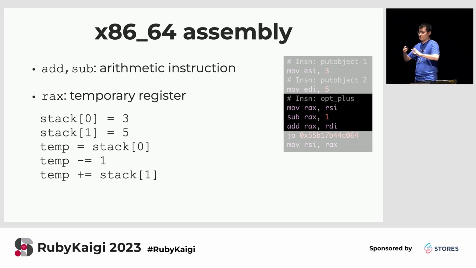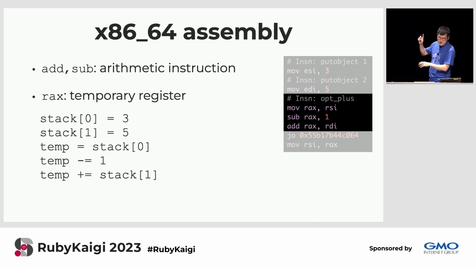RAX we use in YJIT as a scratch register. So it's just a temporary register we could use internally in the YJIT code for whatever purposes. And here, in this case, we use that for calculating the result of the addition of the integers 1 and 2. So in RAX, finally, we have the addition result of 3.